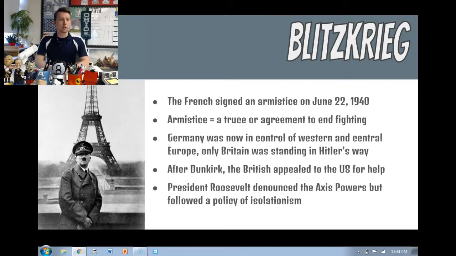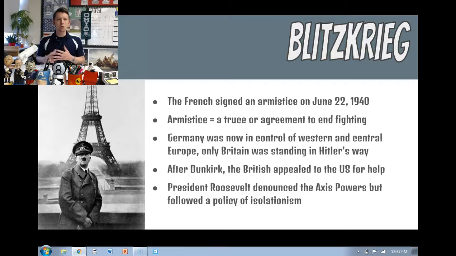After Dunkirk, the British appealed to the U.S. for help, but President Roosevelt denounces the Axis powers, but follows the policy of isolation. If you think about this, within about a 4-month period, Czechoslovakia has fallen. Austria is part of the Reich. Poland has fallen. France has fallen. Belgium has fallen. The Netherlands has fallen. Norway has fallen. All to German control.